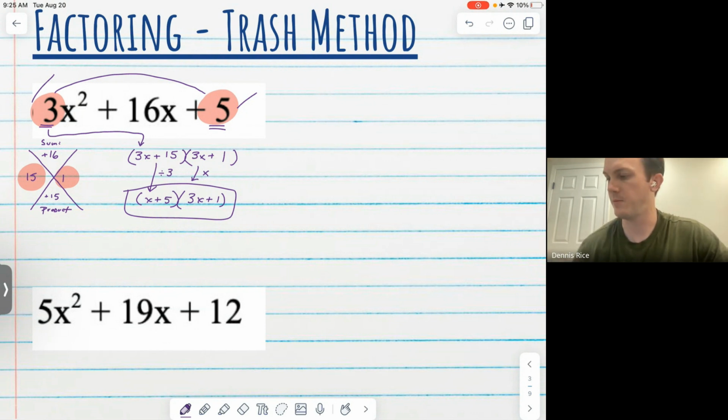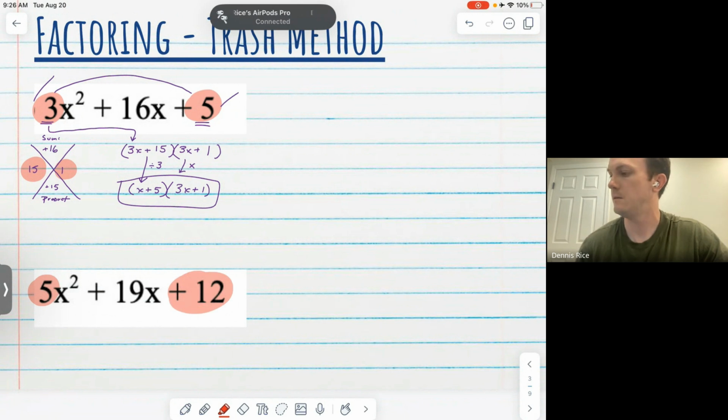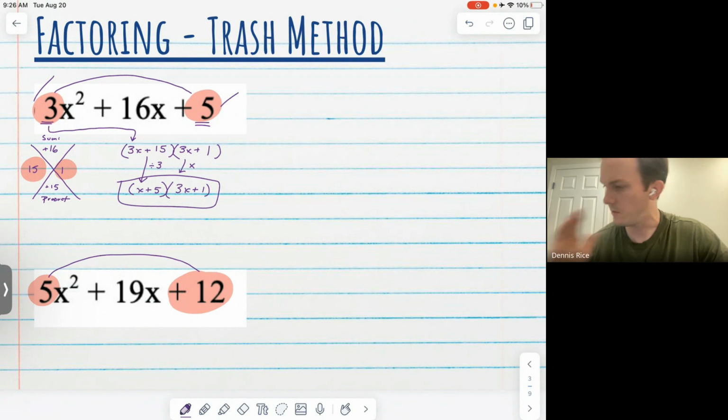Try the bottom example using trash. I'll give you a few hints. I promise we are studying a new topic today, but I did want to talk about this.